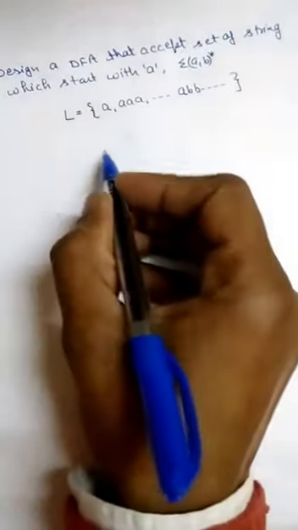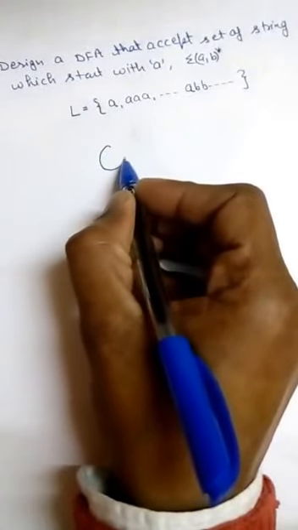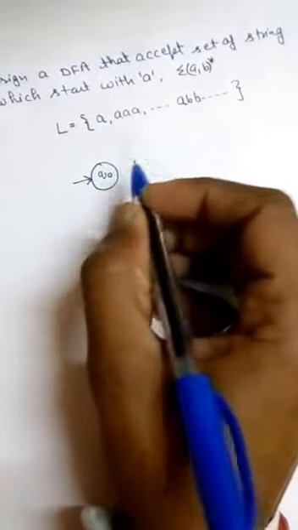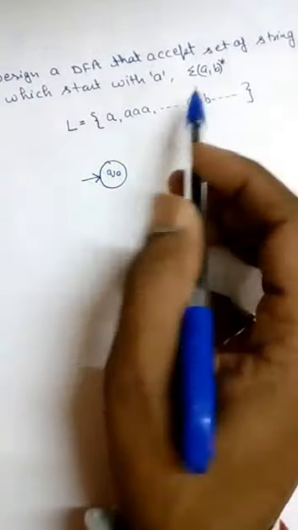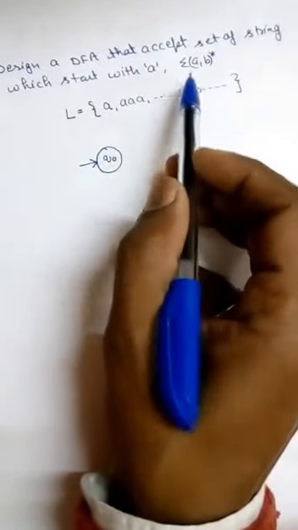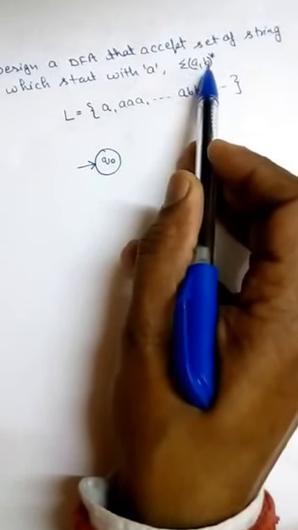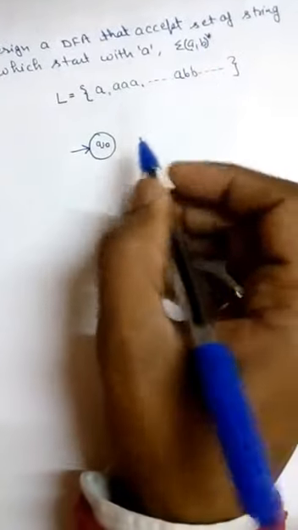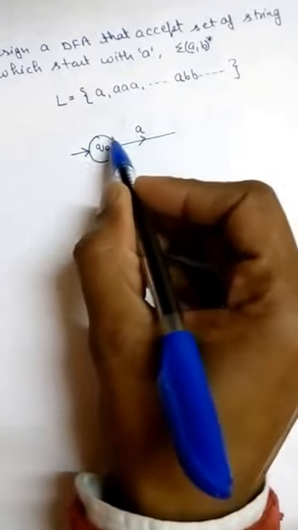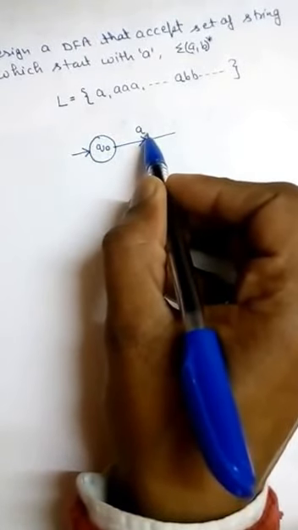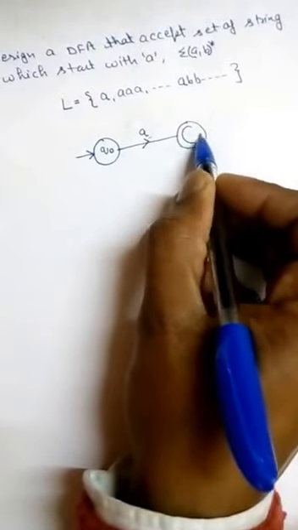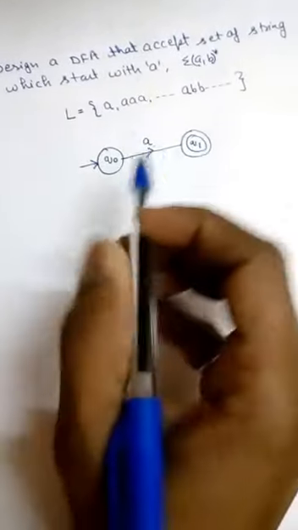So let's start designing the DFA. Initially we are in an initial state, that is the Q naught state. So we have to complete this state for both input symbols A and B. In this state we have two possibilities: either we will get A as an input or we will get B as an input. If we get A as an input, it means the string always starts with A, that is accepted by the machine, so the machine will reach the final state. This is the Q1 state, right?